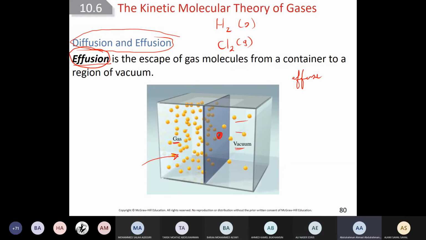Why are you saying H2? Because it's faster. More speed. Because effusion and diffusion depend on what? Speed. And since this one has more speed, it will effuse faster. How about the time? Which one will take more time to effuse? Cl2. Cl2 will take more time. This one will effuse faster, but this one will take more time.